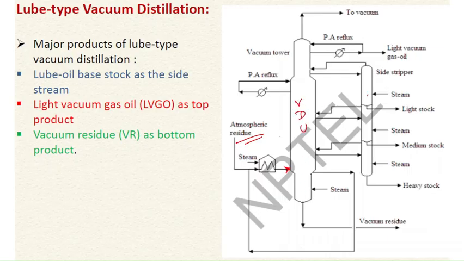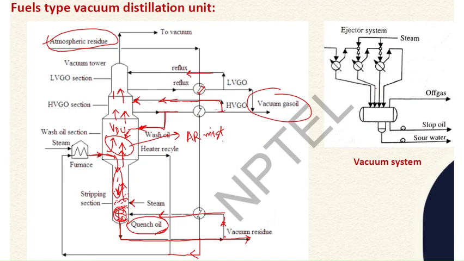and further as it rises up, it produces different cuts. Simply as I told, light cut, medium cut, heavy cut. Different cuts are given off up here. Sometimes steam stripping also takes place in lube oil type vacuum distillation. Why? Because in case of lube oil production, huge mass transfer and better fractionation are required for the proper separation of the different lubricating oils.